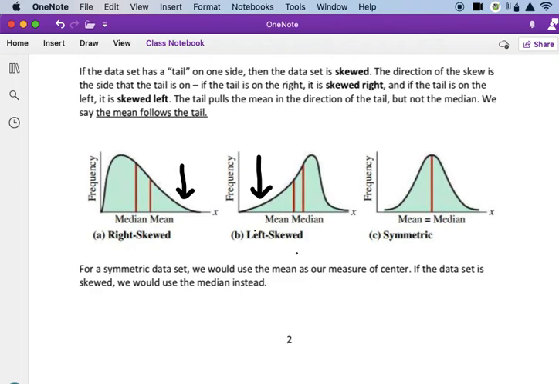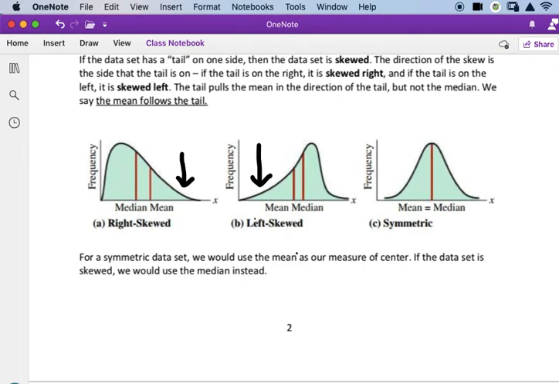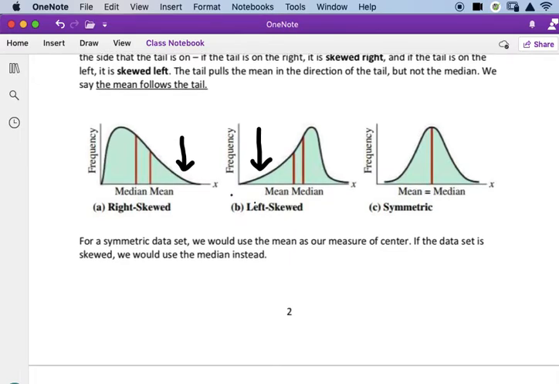So if we have a symmetric data set, we could use the mean as our measure of center, but if the data set is skewed, the median is a better choice because, as you can see from these red lines, the median more accurately reflects the peak of the graph. So both of these, when it's skewed, the median is closer to where the peak of the graph is. And these lower values have more of an effect on the mean than the median.